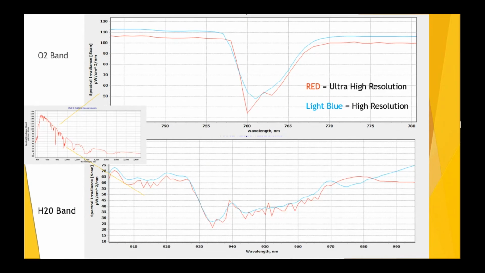Then we can look down below at this H2O band scan where we zoom in on this region, and you can also see further interactions between the two scans, where some of this is muddled with the high resolution instrument in light blue, but not in the ultra high resolution instrument.